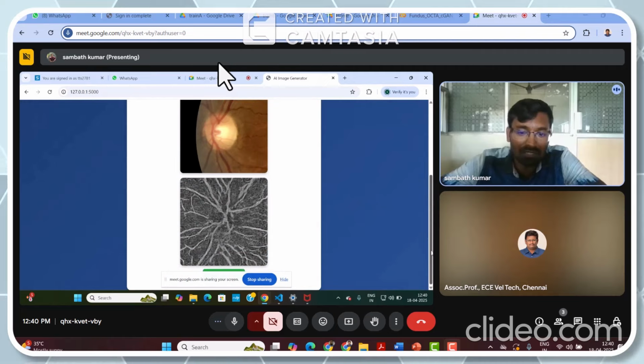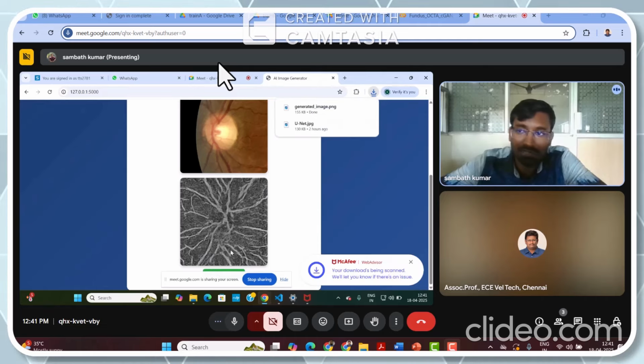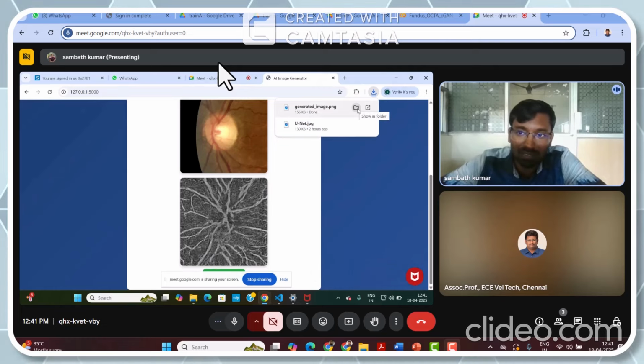This is our synthetic OCTA image for the corresponding fundus image. If we need to download the image, we have an option here to download the same. With the help of that, the doctor can check the corresponding OCTA image from the fundus itself.